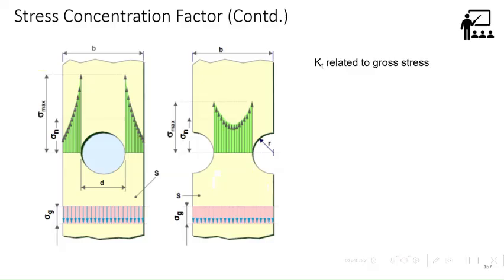When there is no discontinuity, what will the gross area be? In this figure, B is the width, T is the thickness, so the gross area will be B into T. But once you have a discontinuity in the form of a circular hole or double notch, what will be the net area? Correct. So there will always be a definition with sigma maximum, sigma gross, and also sigma max by sigma net.